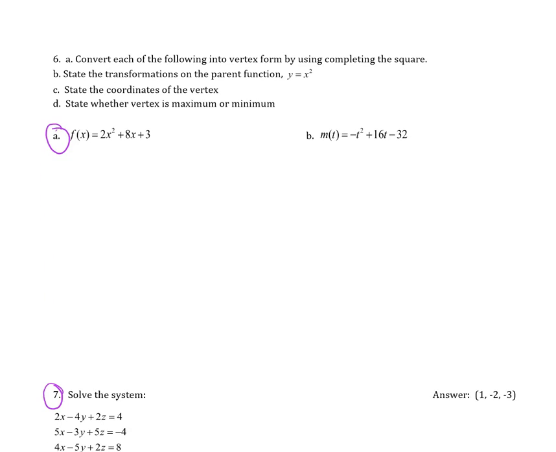Convert each of the following into vertex form by completing the square. We're going to state the transformation, state the coordinates of the vertex, and state whether it's a max or a min. All right, so looking at this, keep in mind f of x is just another way of saying y. First thing I'm noticing is that I have a leading coefficient that is something other than 1, so we're going to have to take care of that. I also like to move the 3 out of the way just so that I can help myself, accidentally not use it. So first thing I'm going to do, I'll just change this to y. I am going to move over the 3, put in my plus blanks. I'm also factoring out the 2.